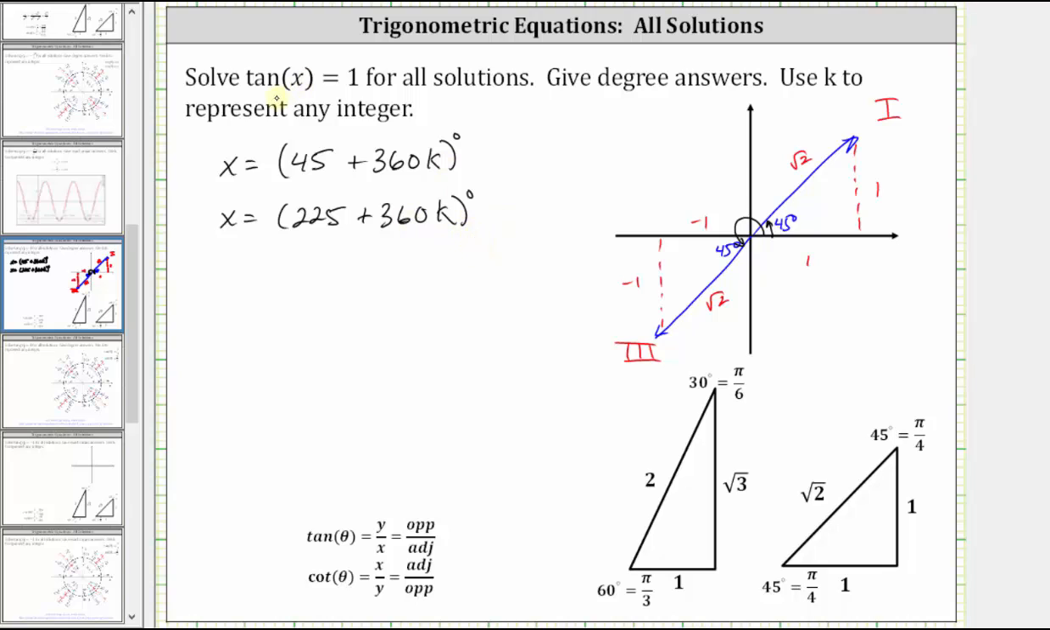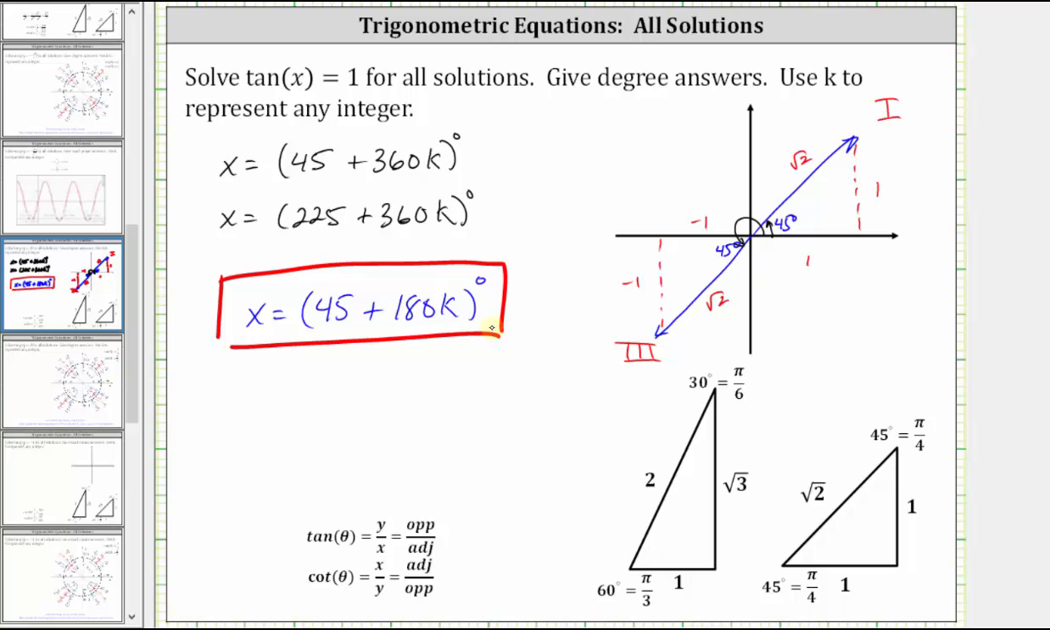the period of the tangent function is 180 degrees. Notice how the terminal sides of these angles point in the opposite direction. So if we started with 45 degrees and then added 180 degrees, we would get the angle 225 degrees. If we added 180 degrees again, we would get another angle that's coterminal to 45 degrees. So a simpler way to express all solutions for the equation tangent x equals 1 is x equals 45 plus 180k degrees. So let's go ahead and give the final solution in this form.